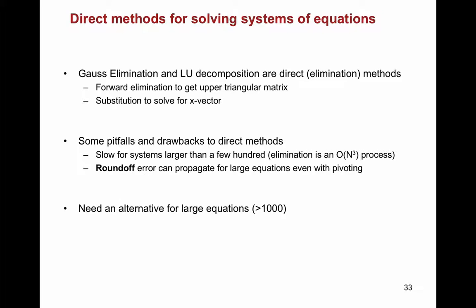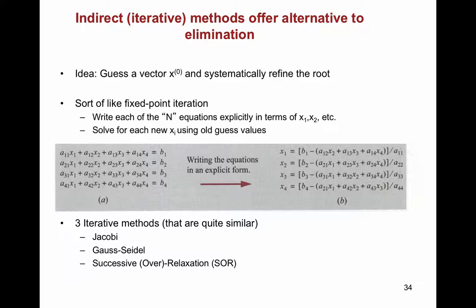So that round-off error, as we are computing for a long time, will pile up, and that's a problem. So we need an alternative for larger systems of equations, and by larger we roughly mean systems that are more than 1,000 by 1,000. One such alternative are so-called iterative methods.